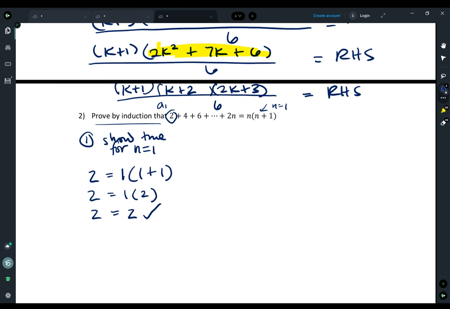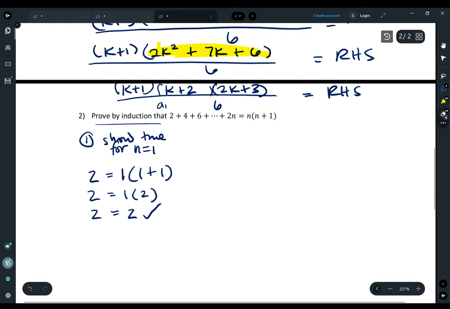So it's really confusing, I know, that this first term is 2, but I'm not putting 2 in for n's. Because it is a sub 1, I am putting 1 in for n. So I'm using my first term, and for my first term, my n equals 1. So the next thing I want to do is I want to assume true for n equals k.